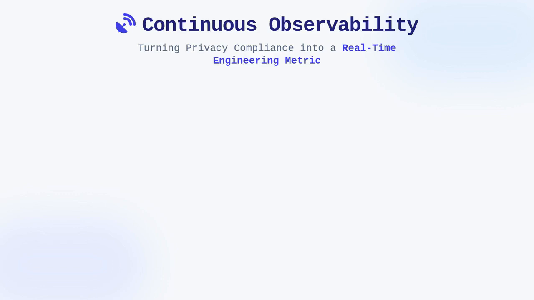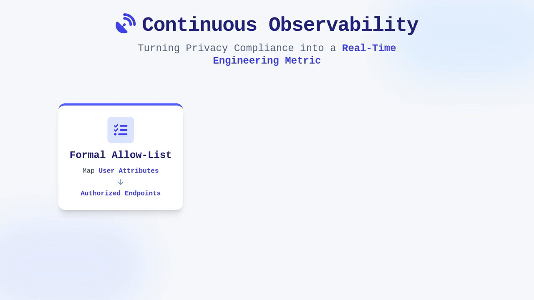Continuous observability depends on your ability to construct actionable data processing alerts that trigger whenever an API behavior deviates from your established baseline. Start by mapping all known user attributes to the specific vendor endpoints that are authorized to receive them. This creates a formal allow list.